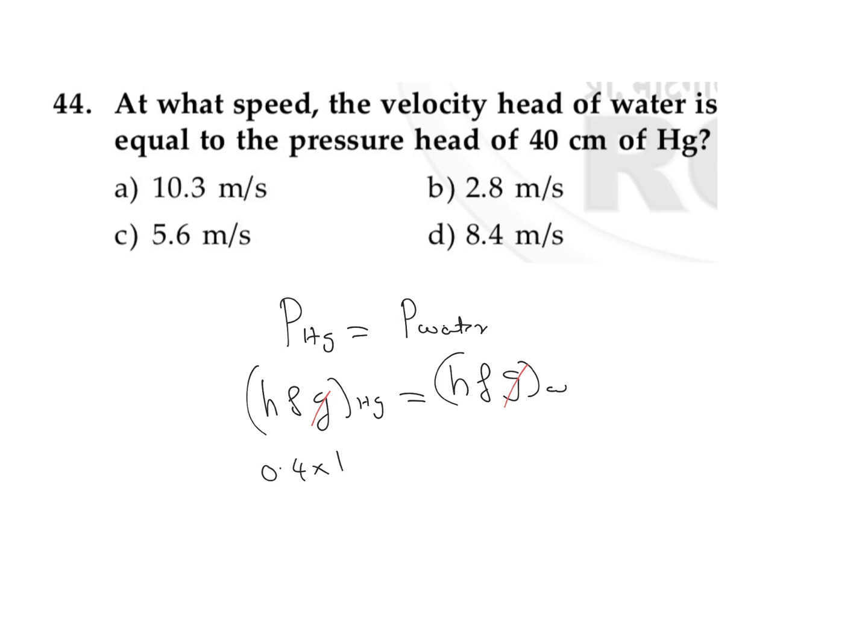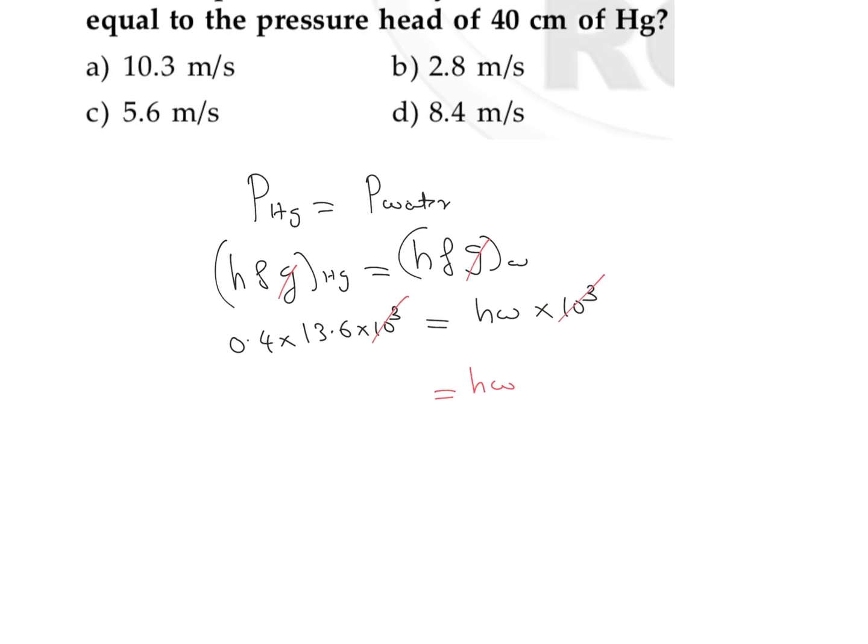Density of mercury, which we can take as 13.6 into 10 raised to 3, is equal to the height of water column into the density of water, which is 10 raised to 3. So we can find the corresponding height of water column over here. So a 40 centimeter mercury column has the same pressure as H height of liquid column, or water column. Then their height is 0.4 into 13.6, which is equal to 5.44. So the height of water column is 5.44.